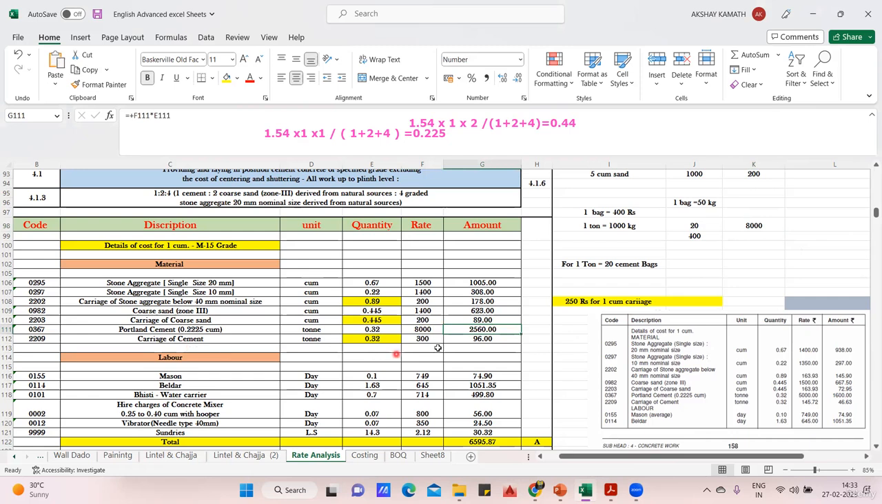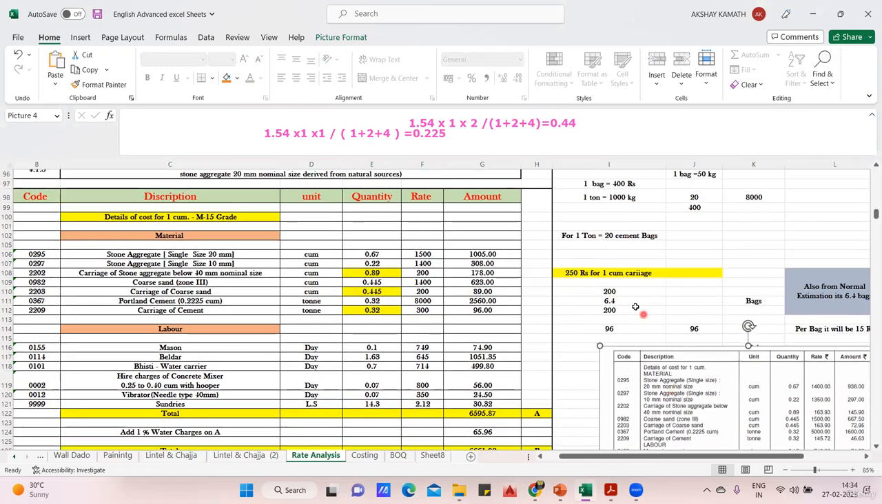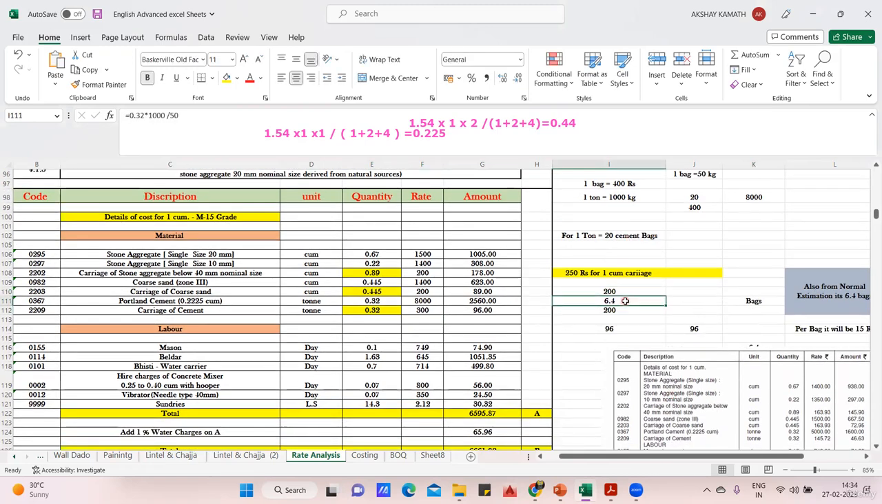Now the carriage of cement. So I have 0.32 tons. For 0.32 tons, what is the rate I'm going to put? How do you calculate this? It's very simple. See, for 1 ton, we know that 20 cement bags are required. But my quantity is 0.32 tons, so I'll take 0.32 and multiply it by 20 bags, because in 1 ton there are 20 bags. If I multiply 0.32 by 20, I'll get the number of bags for 0.32 tons.